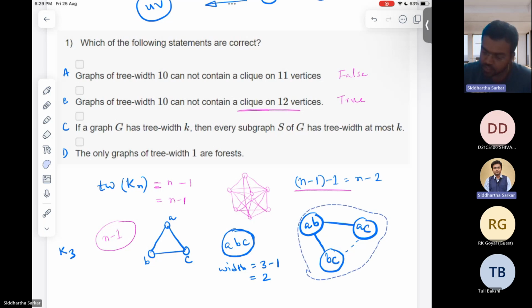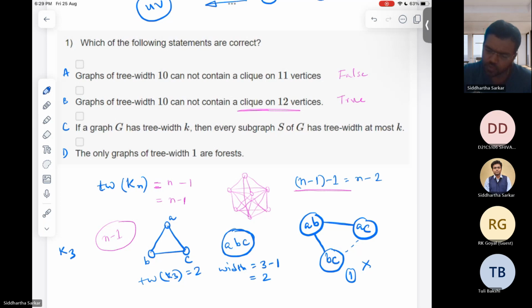So therefore, we can see that having a bag size equal to 2 does not work. We can clearly visualize this in the case of K3, and therefore the tree width of K3 cannot be brought down from 2 to 1. So 1 is not possible, right? So for K3, the tree width is actually 2, not 1, because the bag size is 3. Right.